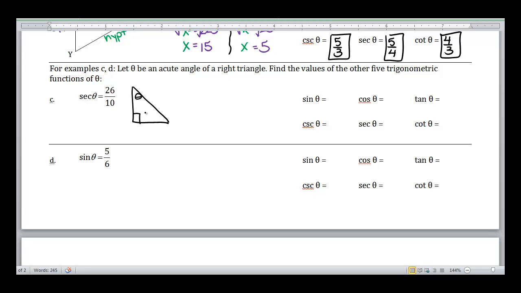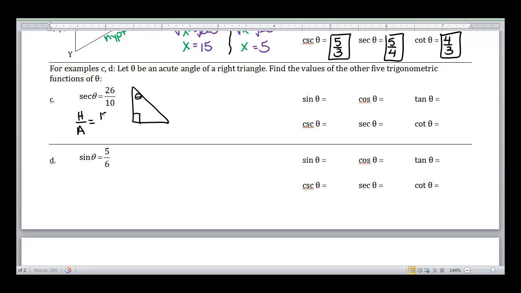Next thing that I would do is I would look at the function that I'm given. I see that I'm given secant. Secant, if you remember, is reciprocal with cosine. Since cosine is adjacent over hypotenuse, secant must be the hypotenuse over the adjacent side. And so what that means is that the hypotenuse is a length of 26 and the adjacent side is a length of 10. Now again, just like in example B, I'm noticing that I could simplify this fraction.